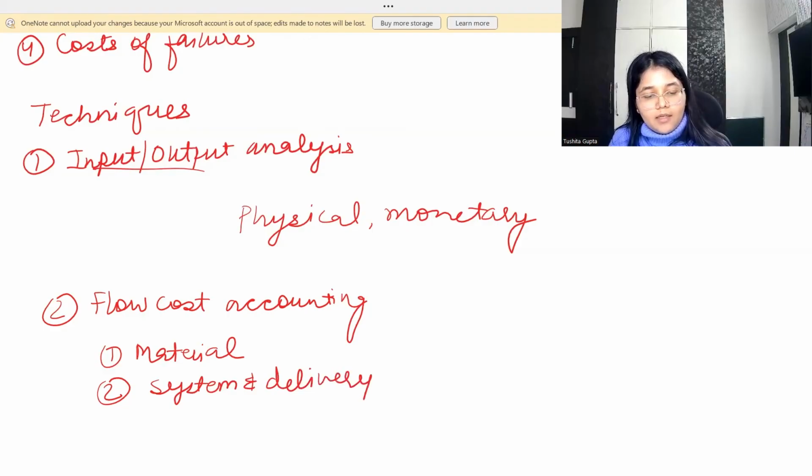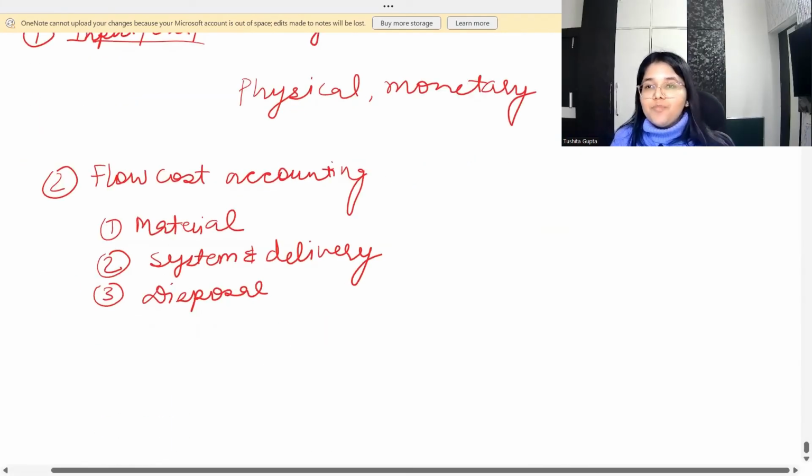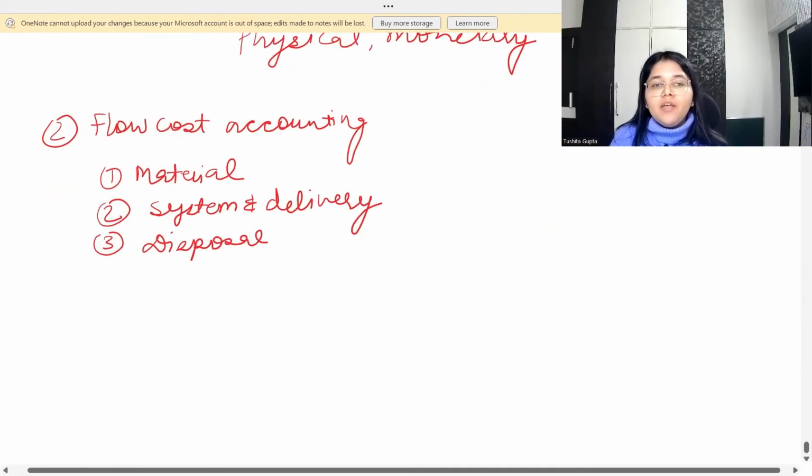And the third category is going to be the disposal. So these are the 3 categories, and the values and costs of each of these are estimated. By values, I mean benefits. How much benefit and how much cost are we incurring on all of the 3 categories.